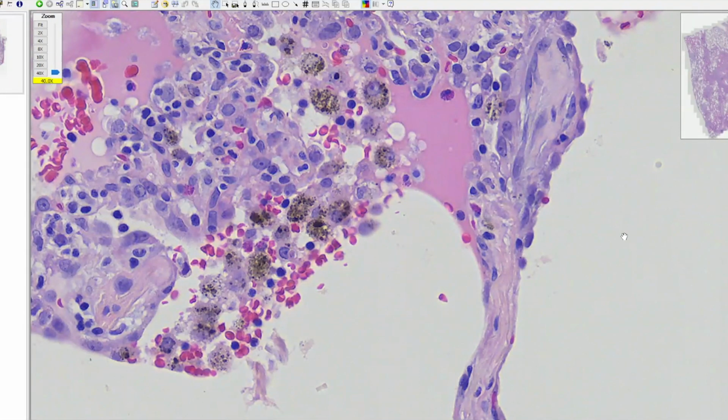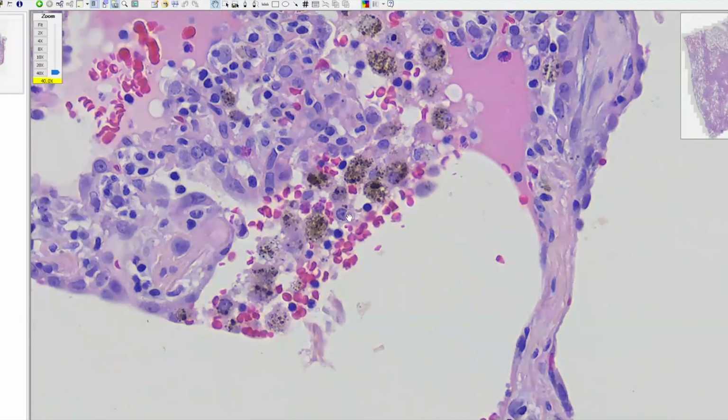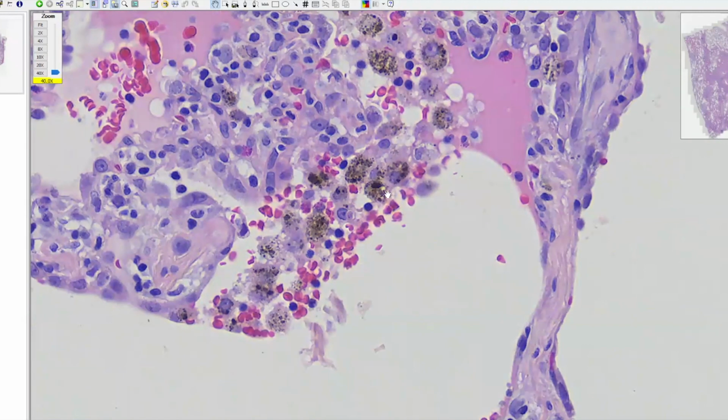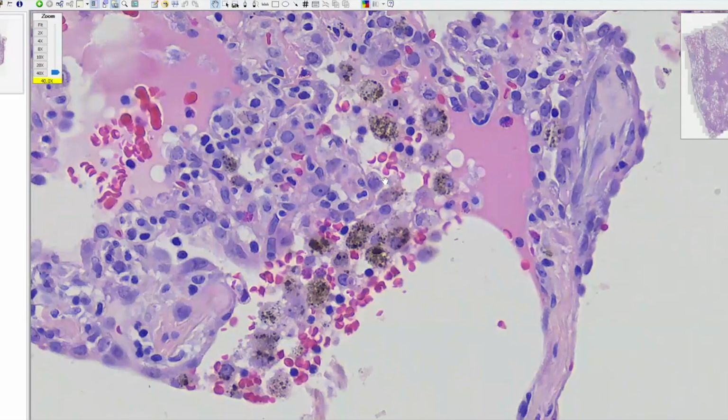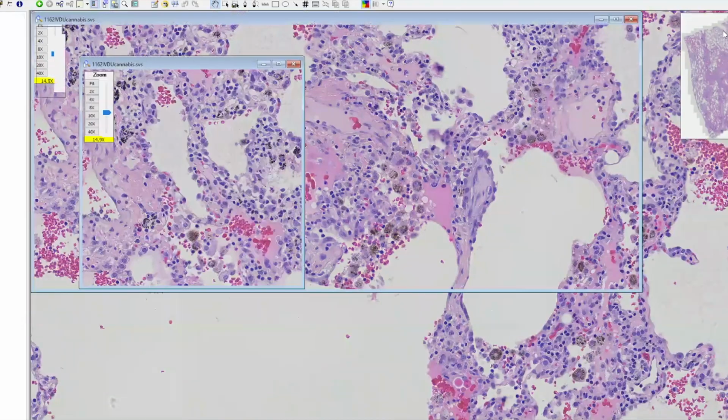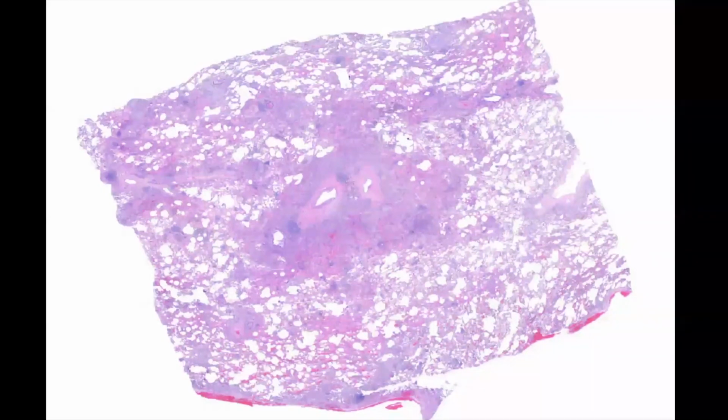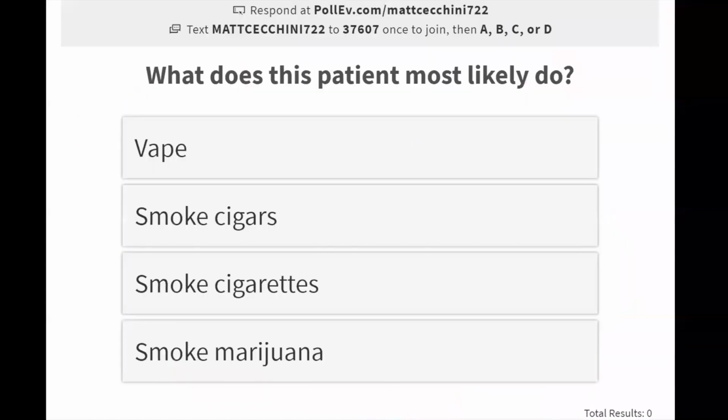So another question here, does the character of the pigment in RB and DIP differ depending on the type of material smoked, filtered cigarettes, tobacco versus marijuana, etc.? So yeah, we're actually going to talk about that right now. This pigment here has a bit more of a coarse appearance to it. So let's go to the question of what people think this is. In this case, what do you think the patient most likely does? Do they A, vape, B, smoke cigars, C, smoke cigarettes, or D, smoke marijuana or cannabis?